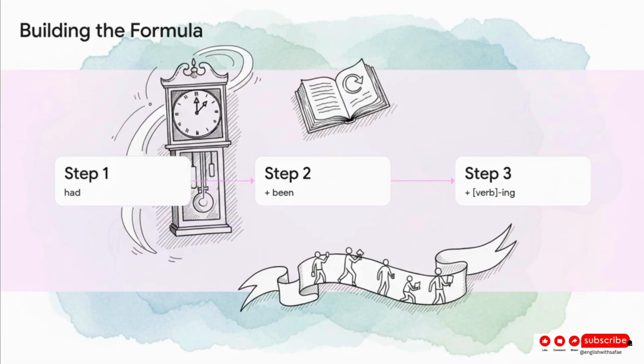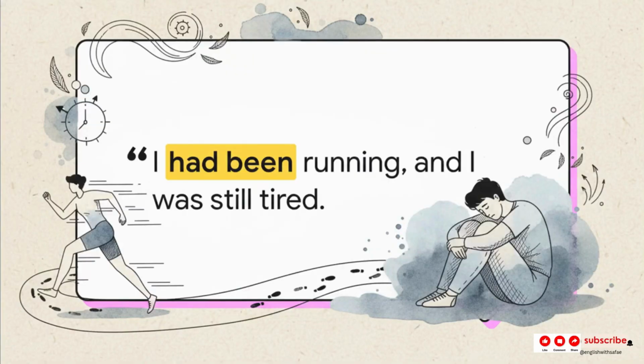Super simple. This example shows two things that happened in the past. I had been running was the first ongoing action. I was still tired is the second event that happened after the running was over. You see? The past perfect progressive totally sets the scene for what came next.